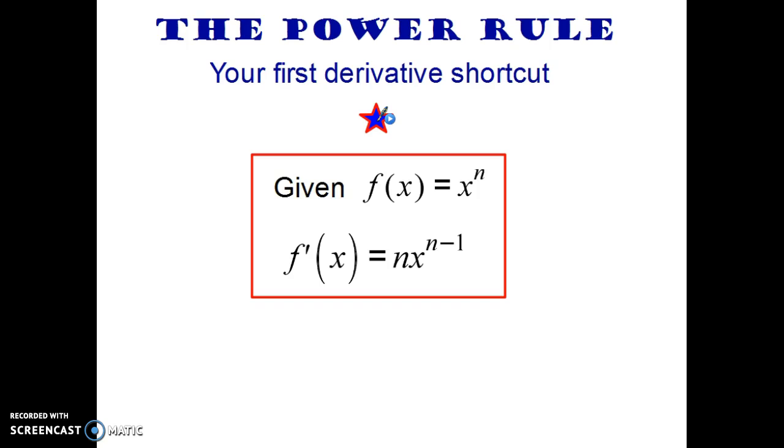Now, what exactly does that mean? Well, that means if we have a function that we can write as x to the n, we can find the derivative of that function by taking the exponent down in front of the x and lowering the power of the exponent by 1. We'll look at a couple of examples.